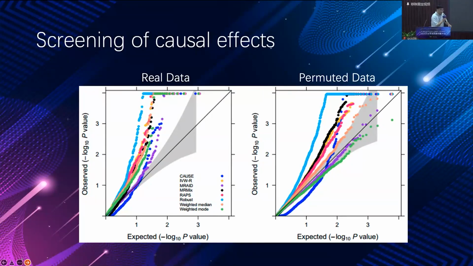In order to further check whether there's a true phenomenon, we permute the data, because using the permutation data, it is expected that there's no signal. The right panel is the QQ plot for the permutation data, and we can see that there's no signal for the MRID method.